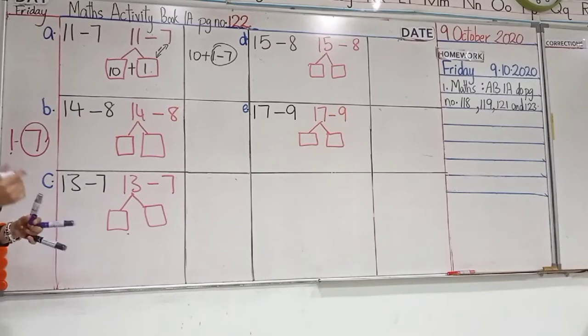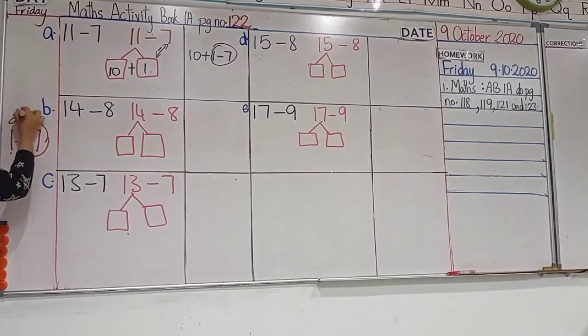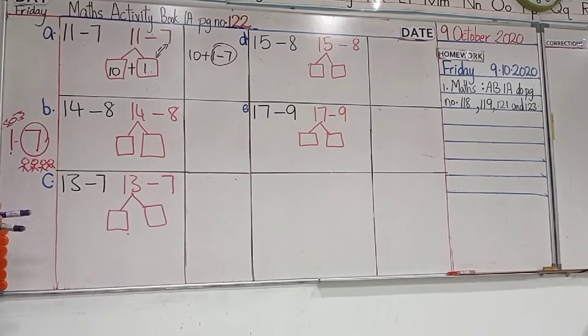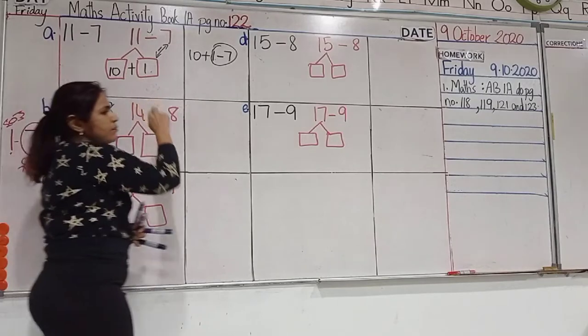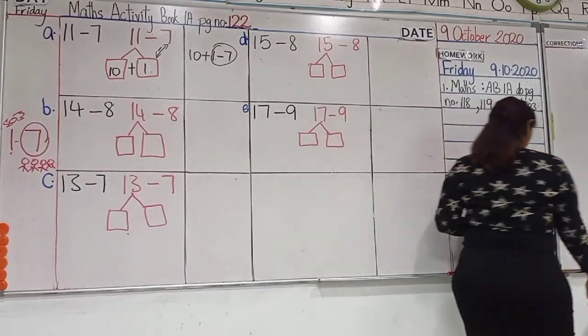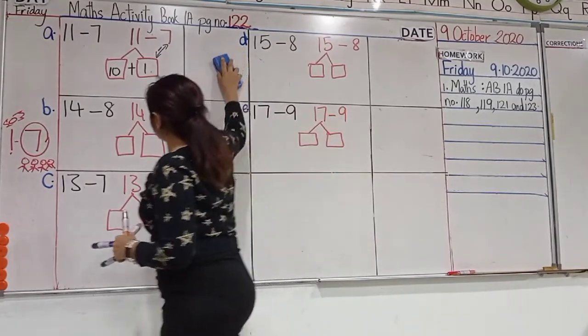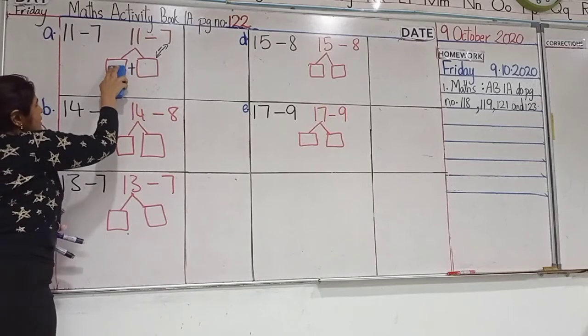No. In simple words, if you have one sweet, can you share it with 7 friends? No. That's the reason why we have switched number 10 here, because 10 is a bigger number compared to 1. So this equation would be 1 plus 10.